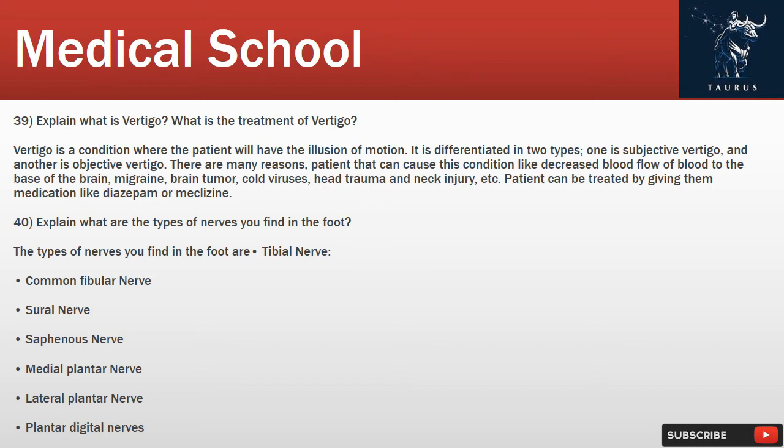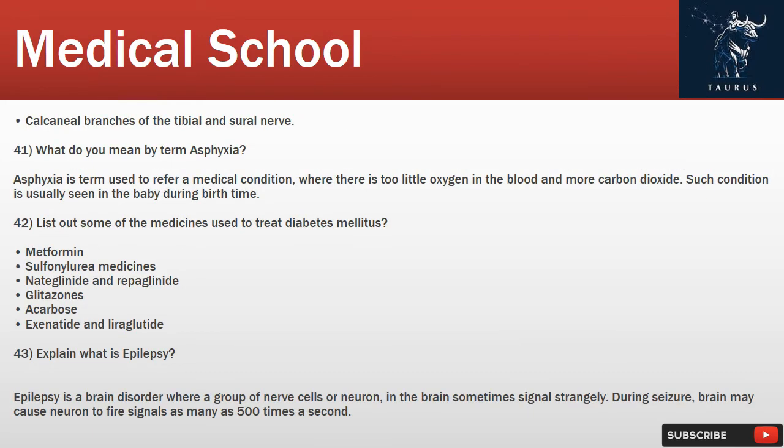40. Explain what are the types of nerves you find in the foot. The types of nerves you find in the foot are the tibial nerve, common fibular nerve, sural nerve, saphenous nerve, medial plantar nerve, lateral plantar nerve, plantar digital nerves, and calcaneal branches of the tibial and sural nerve.